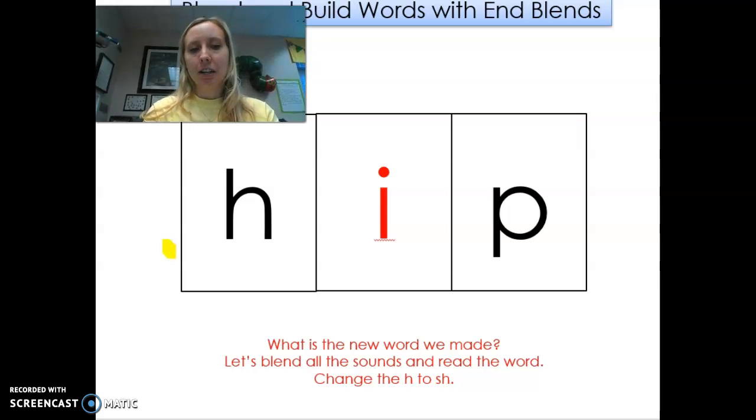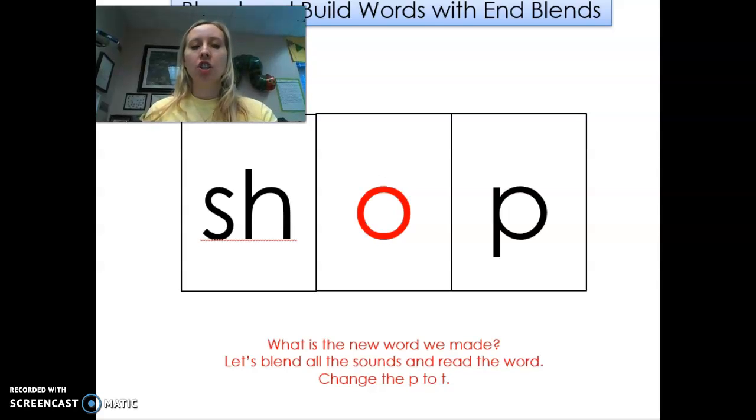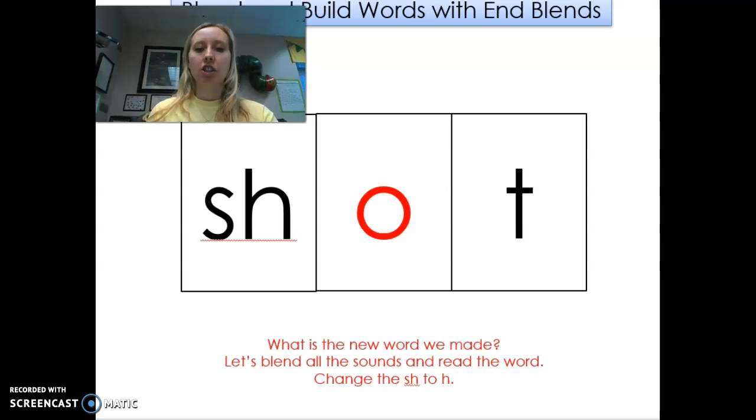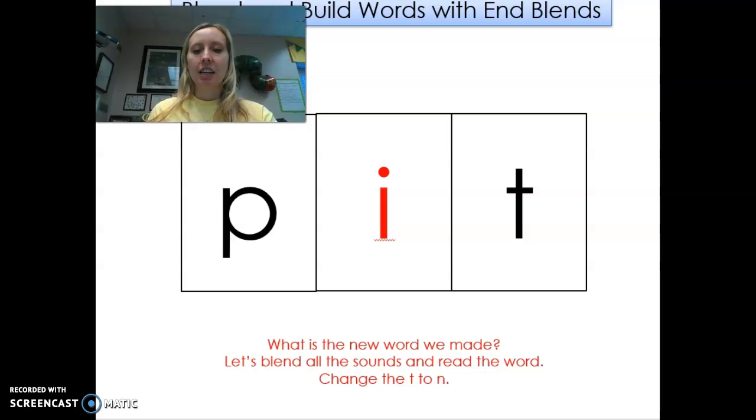3, 2, 1, hip. Change the h to sh, ship. Change the i to o, shop. Change the p to t, shot. Change the sh to h, hot. Change the h to p, pot. Change the o to i, pit. Change the t to n, pin.